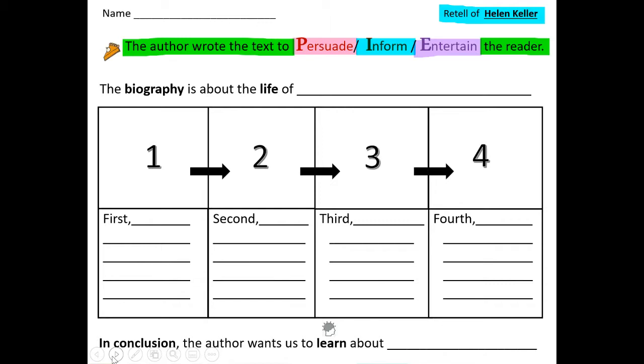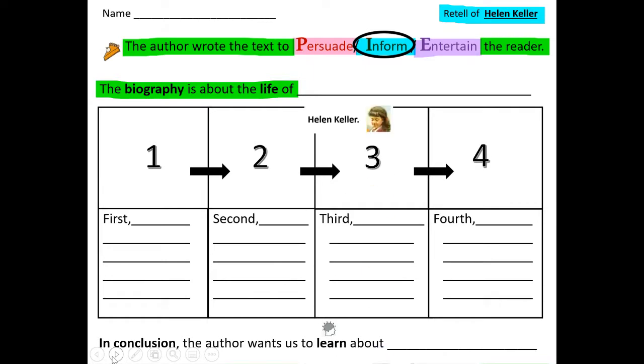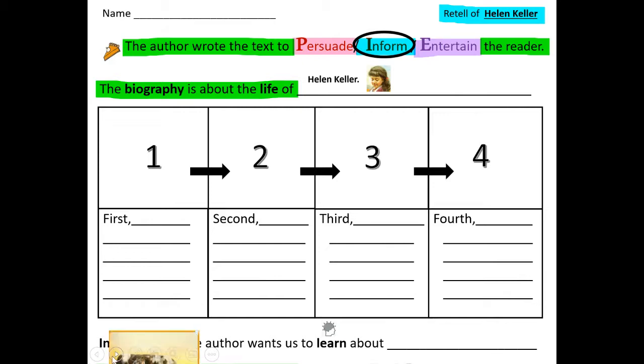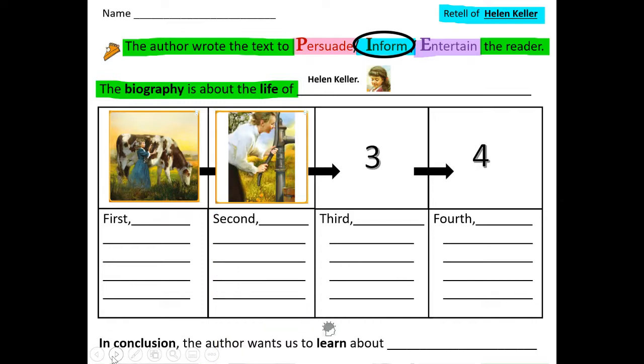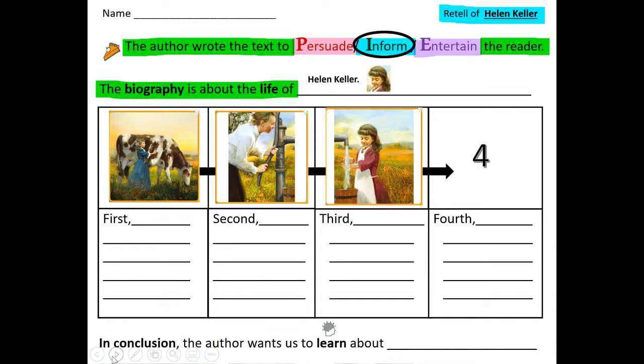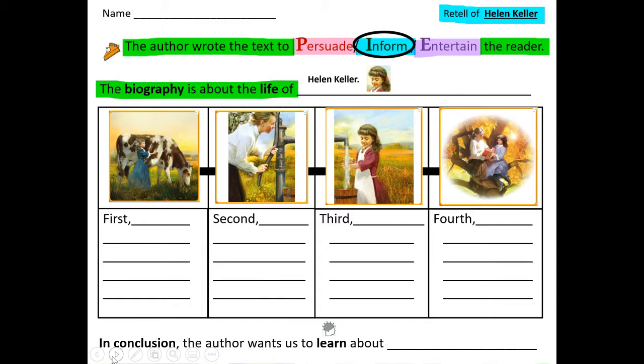The author wrote the text to inform the reader because the biography or text is about the life of, what is the story or book about? The biography is about the life of Helen Keller. So let's put those pictures in the correct chronological order or sequence. First, second, third, fourth. So first, what did we learn about Helen?